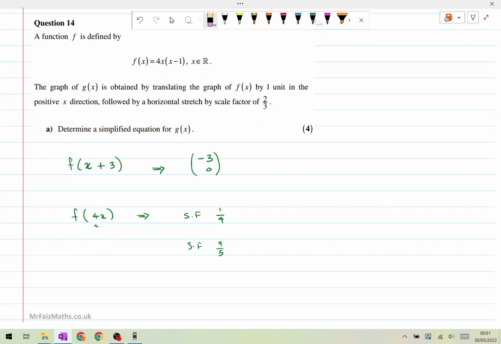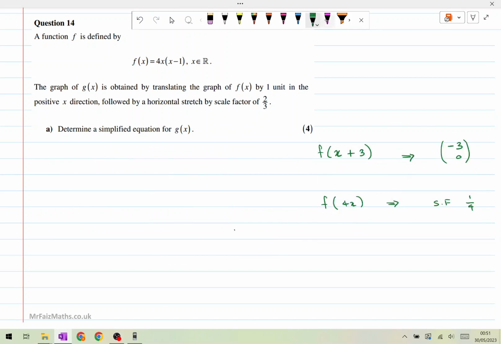So we'll just keep these two facts on a side here so that we can refer to them, and we'll then have a look at this question here.